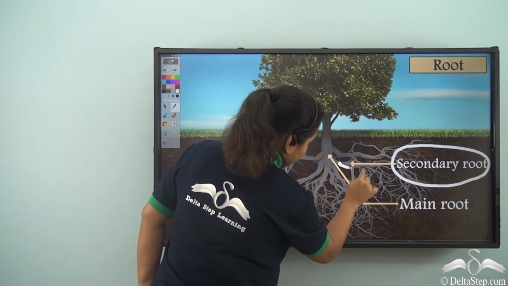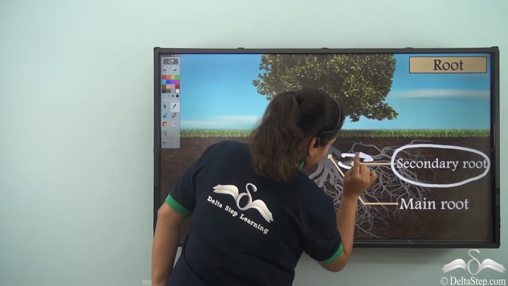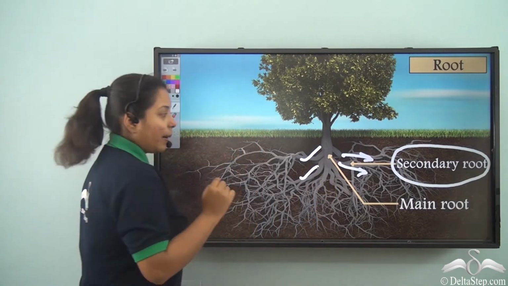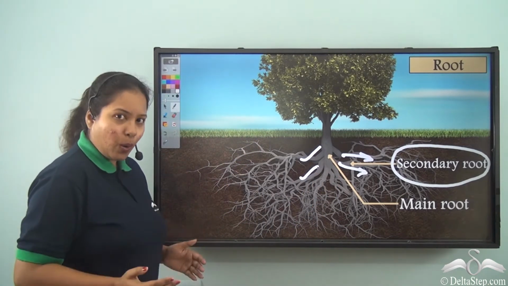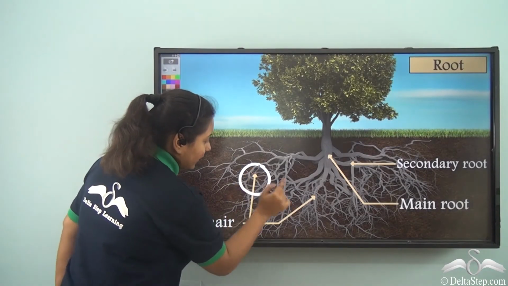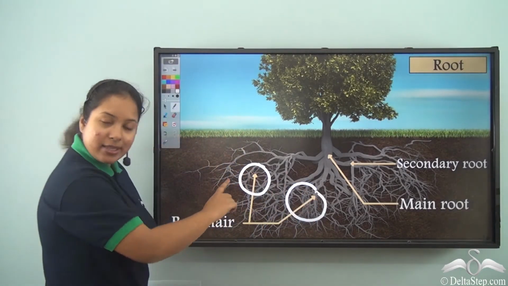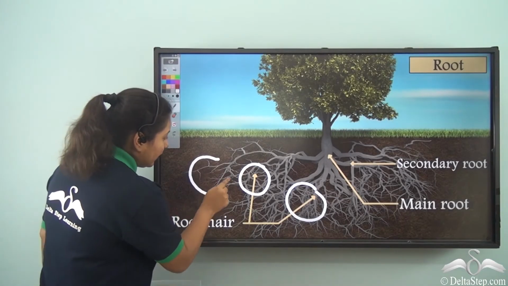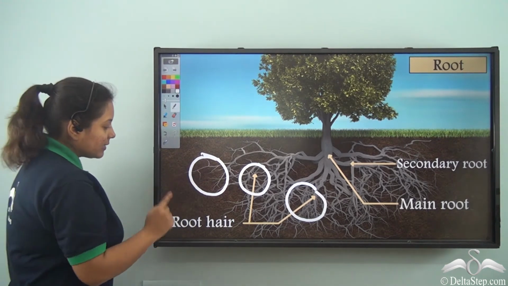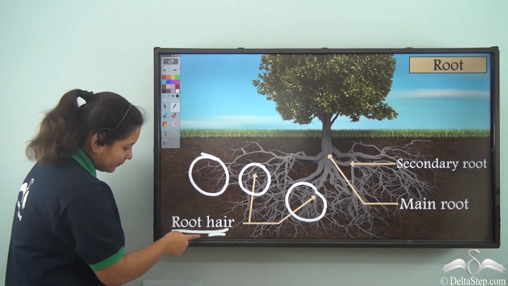See, these thin roots over here are known as secondary roots. But do you think this is all? Not really. We also have some hair-like structures over here. Can you see? From the secondary root, we have some thin hair-like structures. And what are these called? These are known as root hair.